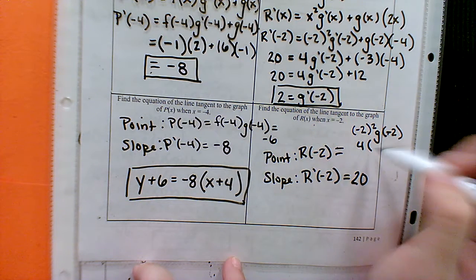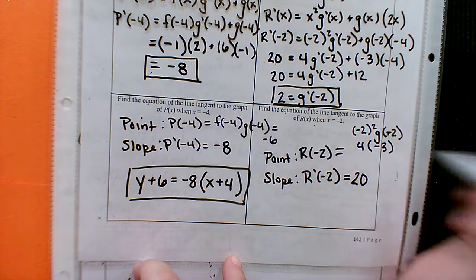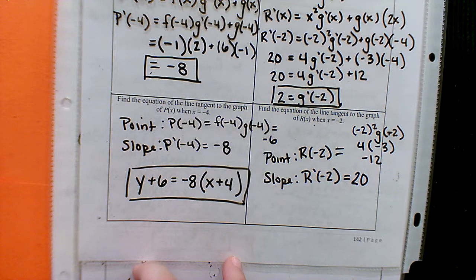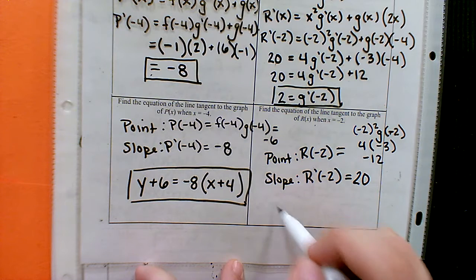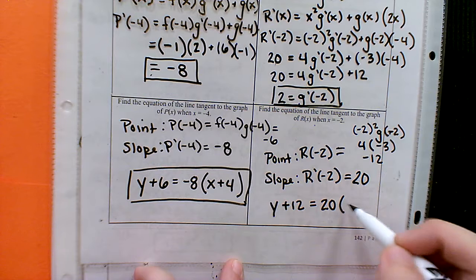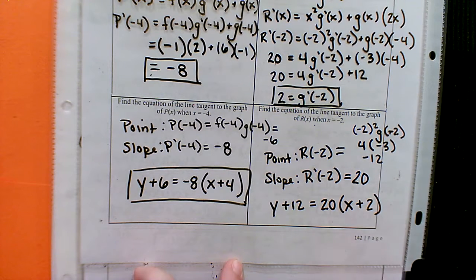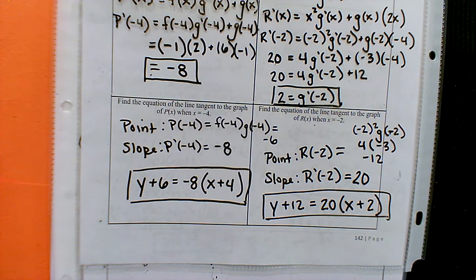So we have 4 times, let's see, g of negative 2 based off the graph is negative 3. So it looks like we get negative 12. So point and slope, we can do y minus the point equals the slope times x minus your tangent spot. Nothing new, right? We're just approaching the same type of problem from a different angle, this time using product rule shortcuts to help us figure out the derivative.